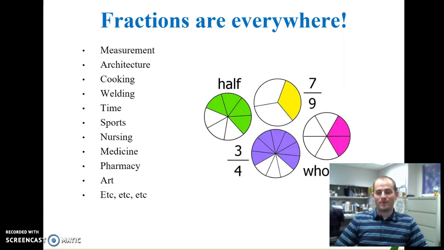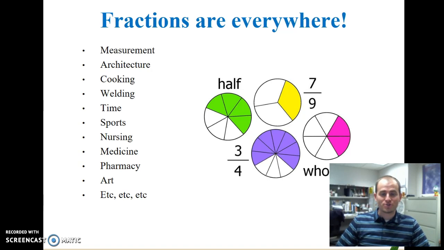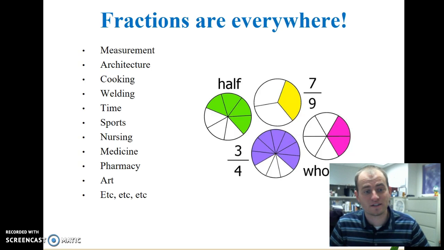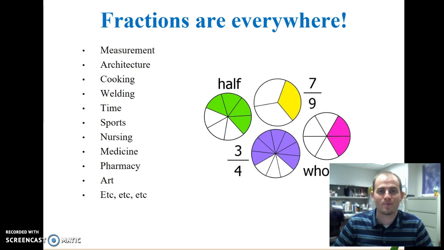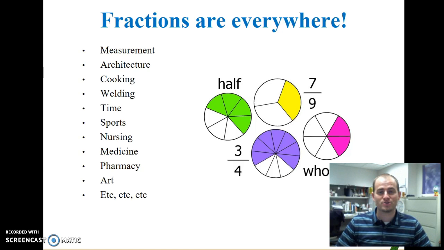So fractions are everywhere. This unit is crucial. It's so important because we use fractions everywhere. Measurement, architecture, cooking, welding, time, sports, nursing, medicine, pharmacy, art, etc. all use fractions. Today I looked at my gas gauge in my car and it was down to 1/8 of a tank, fraction. Or when I poured my milk for my bowl of cereal, it was half full, 1/2, fraction. Fractions are everywhere.